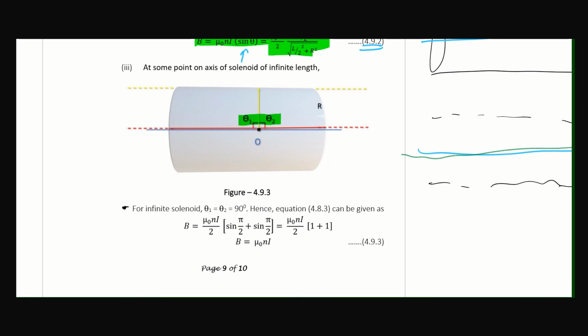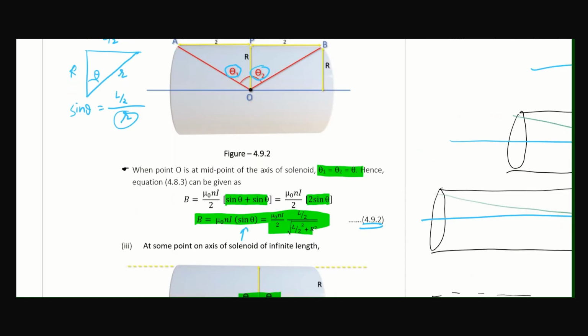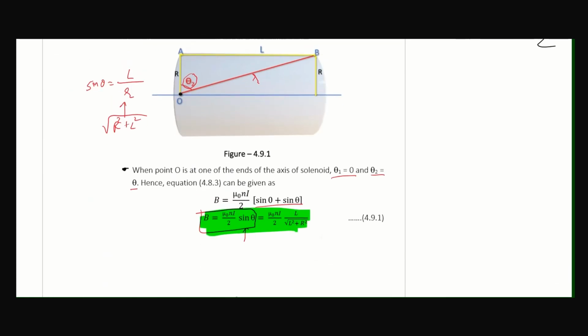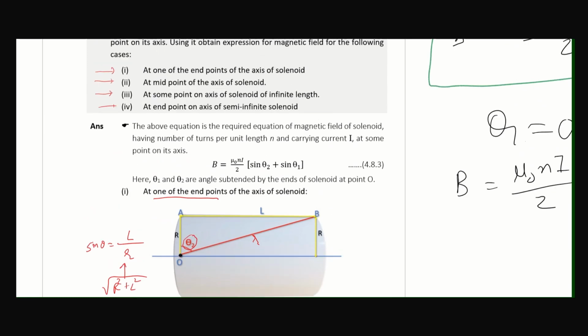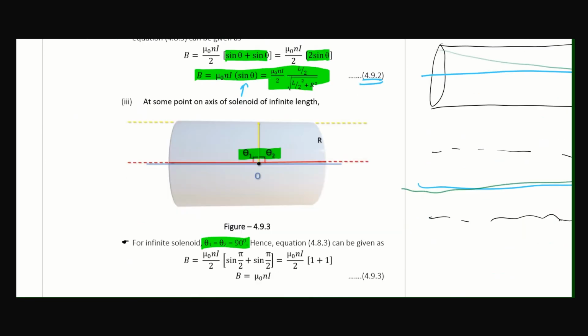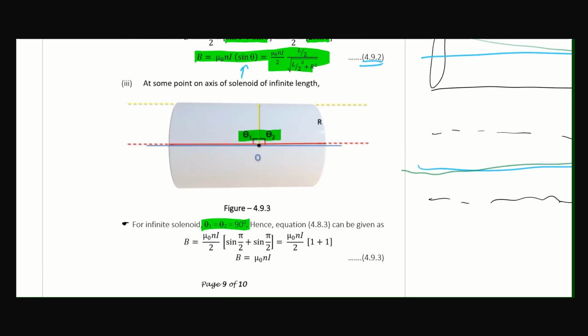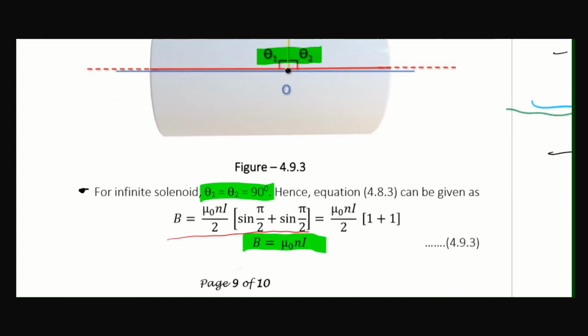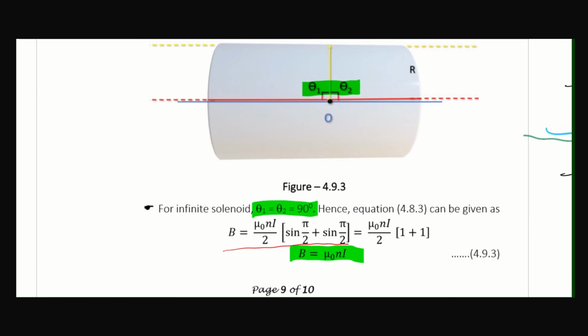Theta 1 is equal to theta 2 is equal to 90 degrees, and we substitute in the formula. Theta 1 is 90, theta 2 is 90. What will happen? Sine 90 plus sine 90 will get you 2. So this is what we have, and on simplifying that, you will get mu 0 n I. So mu 0 n I is the expression for the magnetic field of a solenoid of infinite length.